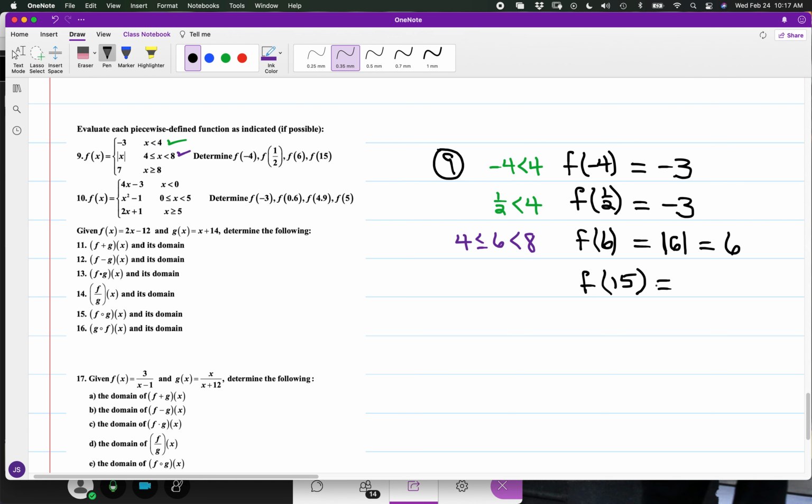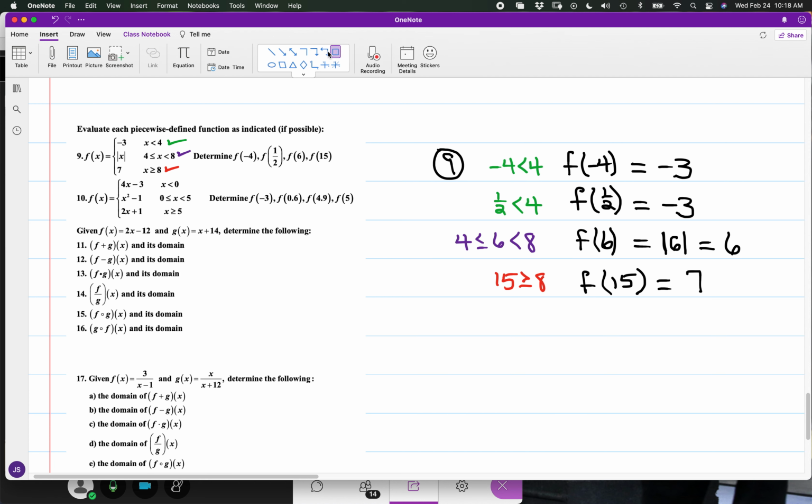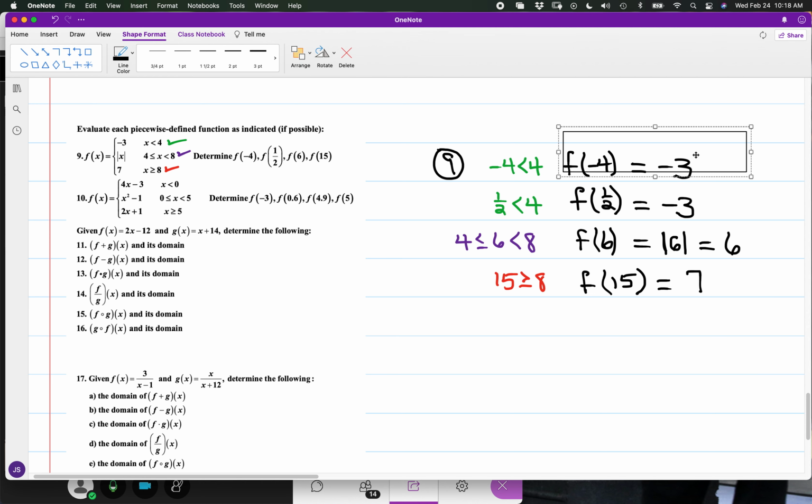Now for f of 15, 15 is not less than 4, nor does it fall between 4 and 8, but 15 is at least greater than 8. So here we can say that 15 is greater than or equal to 8. So this part applies. And for any value of x that is 8 or higher, the output is just going to be the constant, which is 7.